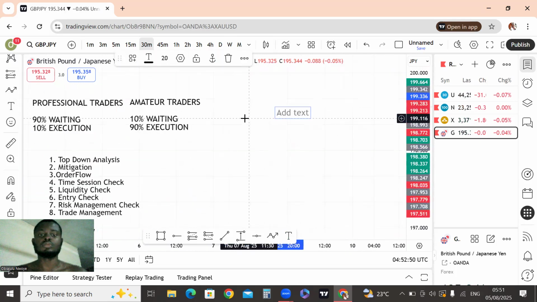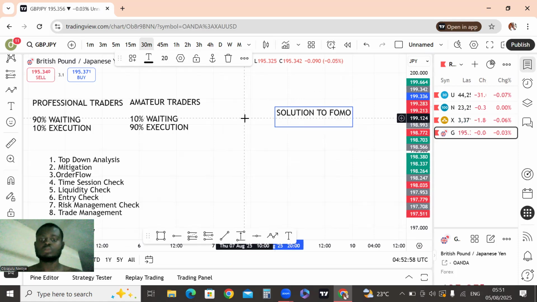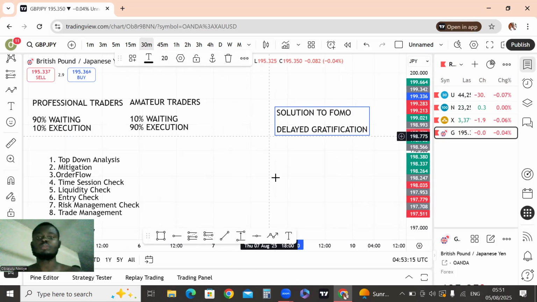The solution to FOMO is what? Delayed gratification. Okay, so delayed gratification. Before you take that trade, don't rush to lose money.